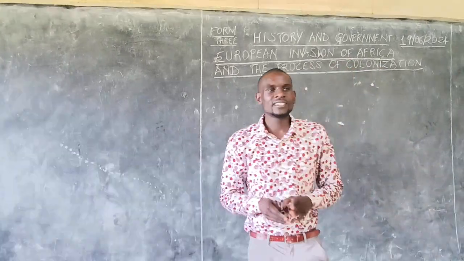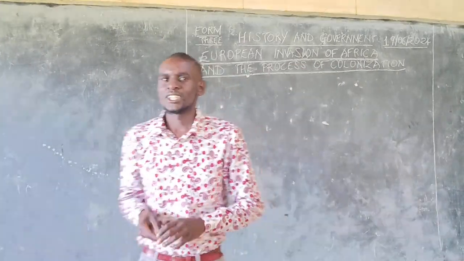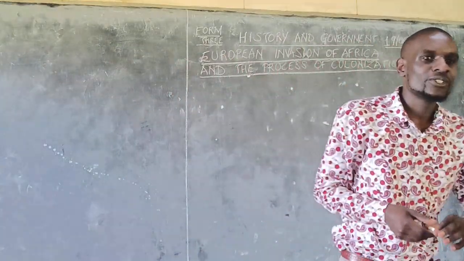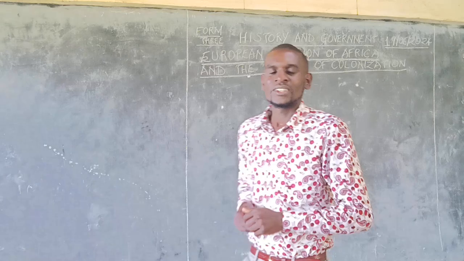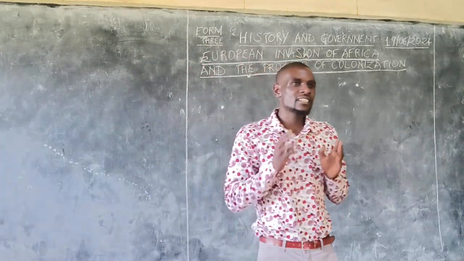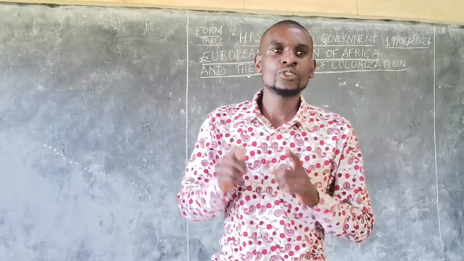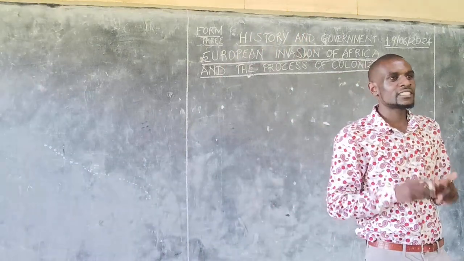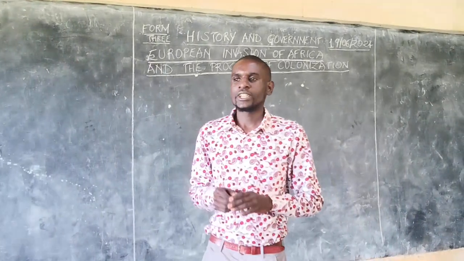Now, when these Europeans came into Africa, they carried out many activities, including trade, Western education, establishing health centers, and many others. As these people were carrying out these activities, the major activity that opened the interior of Africa to European colonization was trade.